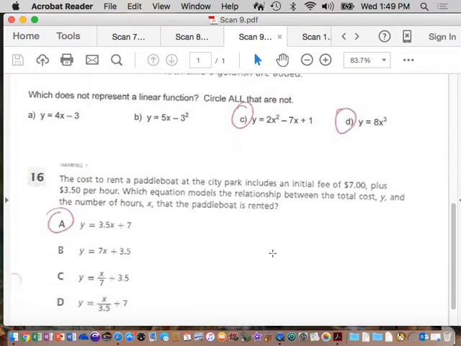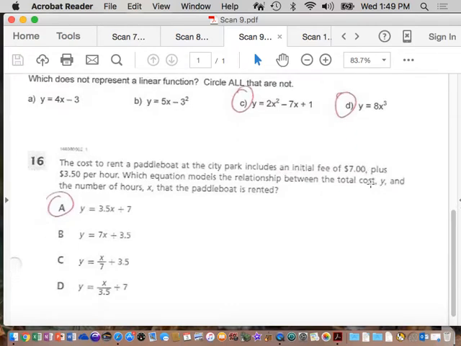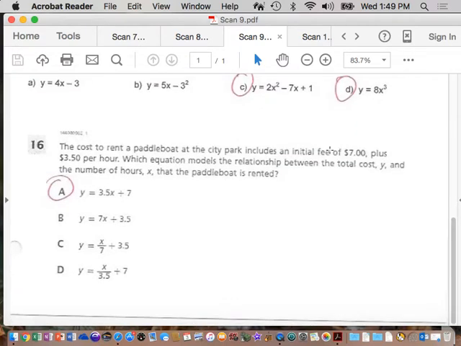These two are not linear. To be linear, the x has to have an exponent of 1, and the y. So a and b are linear. Here the x is squared, and here the x is cubed. Neither one of those is linear. And we did this exact one the other day. I think I reversed them this time. Initial fee of $7, $3.50 per trip, so 3.5 times there.